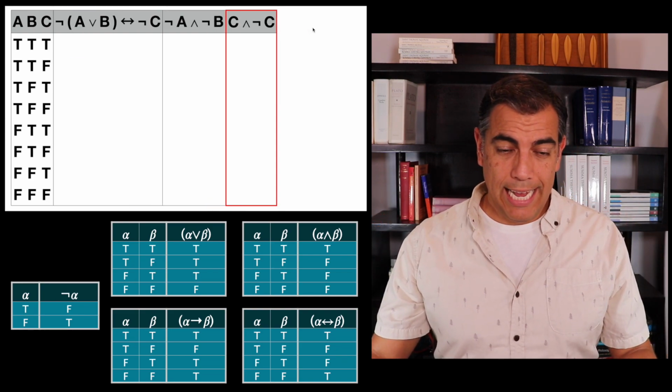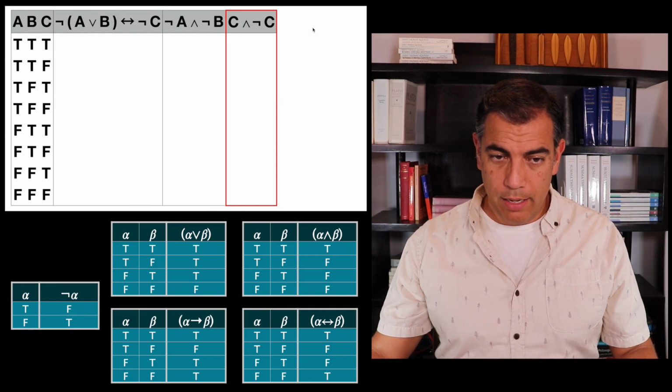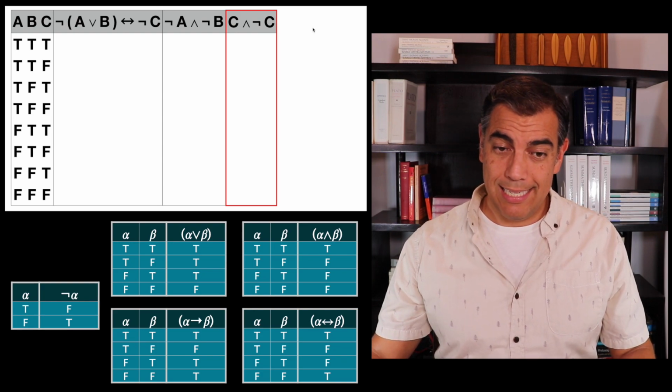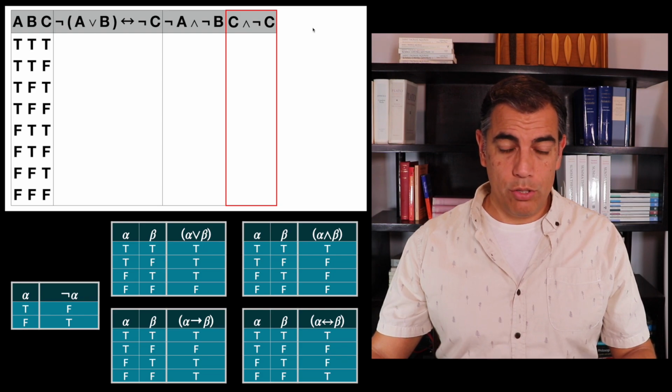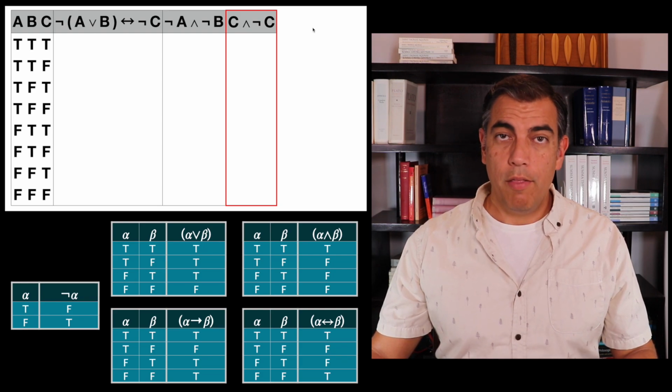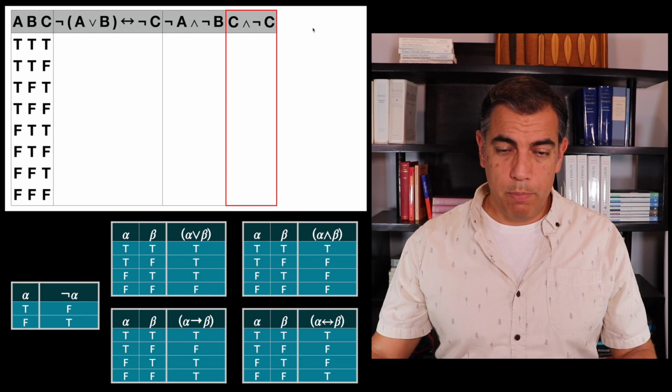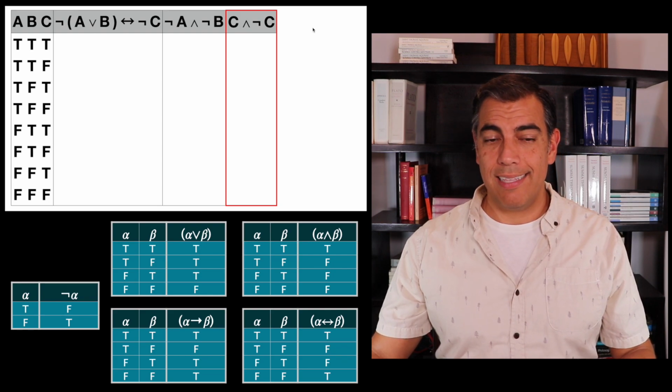Problem 7, it's not the case that either A or B, if and only if it's not the case that C. Premise 2, it's not the case that A, and it's also not the case that B. Therefore, it's both the case that C and it's the case that not C.